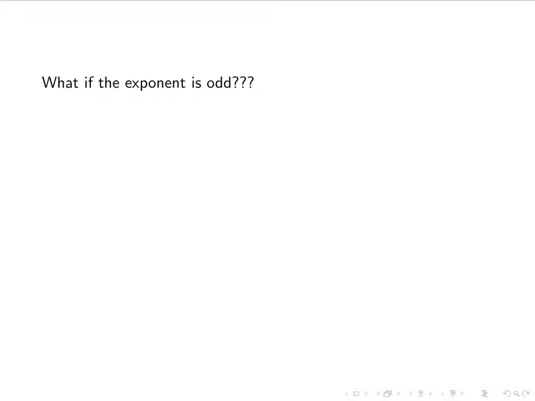Now we're going to look at what happens if the exponent is odd. Any odd number I can rewrite as 2n plus 1. So I'm thinking of an odd number, I think of 2n plus 1. And what I'm going to do is I'm going to again use the rules of exponents and rewrite x to the 2n plus 1 as x to the 2n times x. So I'm going to pull out the x, so one of the x's.